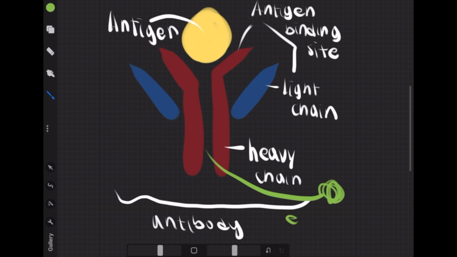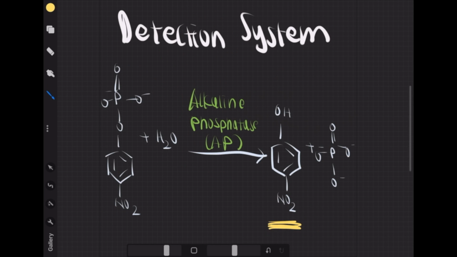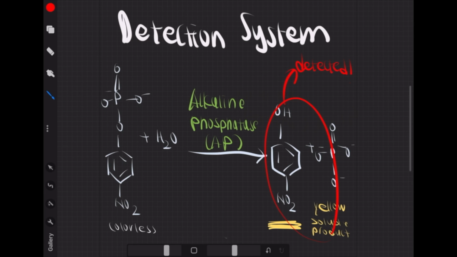Widely used detection systems include conjugation of a fluorescent tag or an enzyme. A substrate will have to be introduced to the enzyme by the end of the assay, with the product produced by the enzyme being measured. A commonly used detection system is alkaline phosphatase. PNPP is a substrate of alkaline phosphatase, and the system forms a yellow soluble product, p-nitrophenol. The color can then be detected and quantified by a spectrophotometer.